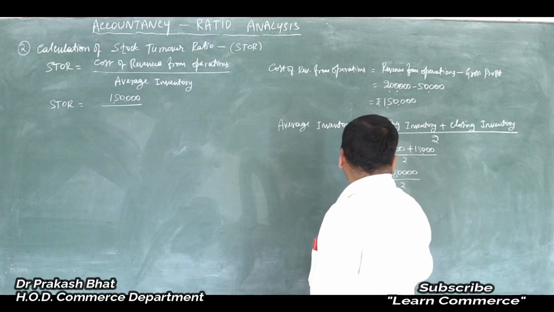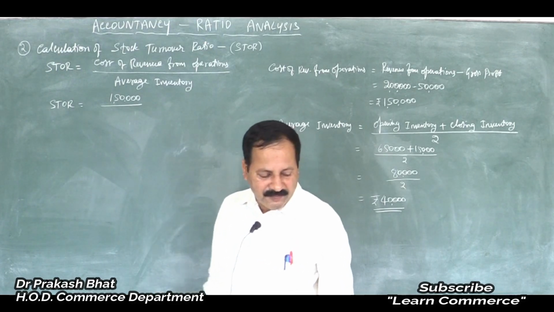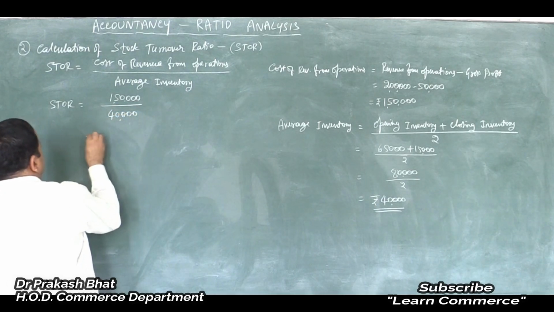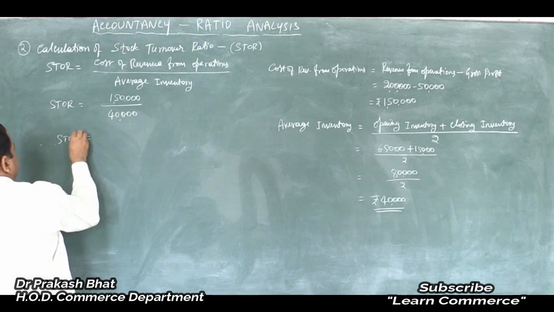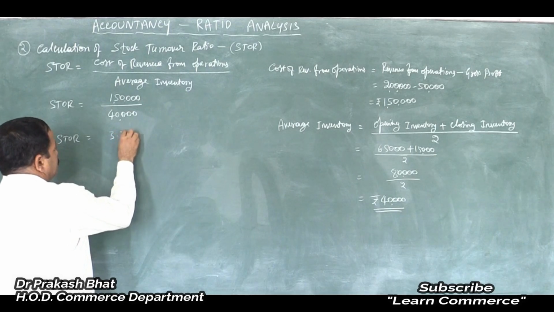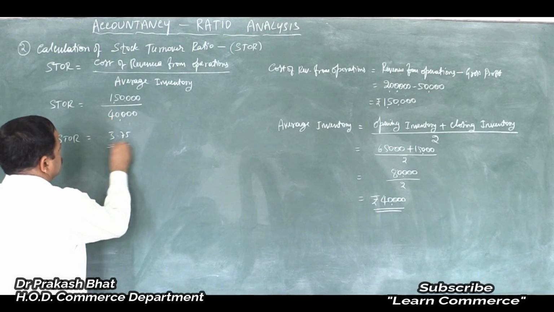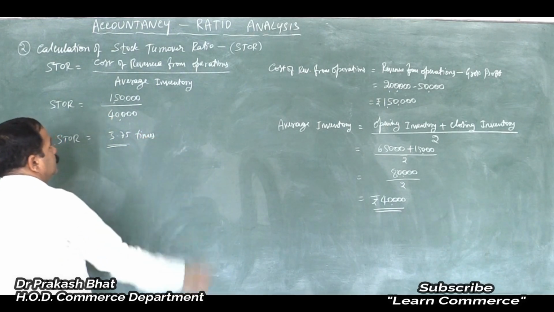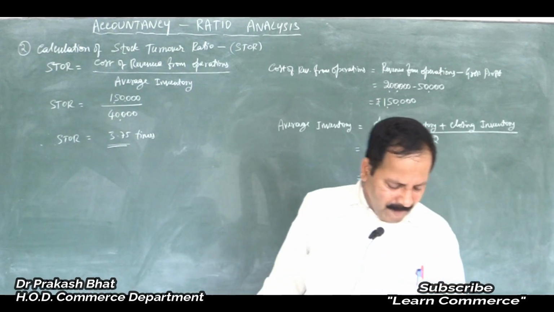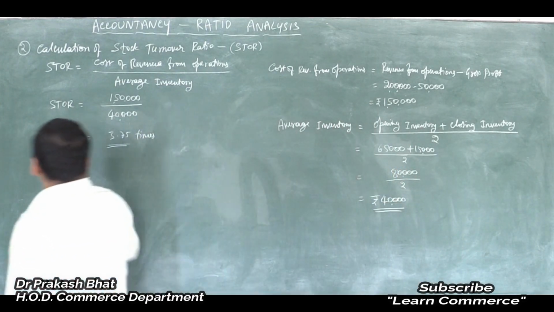This is average inventory. Now substitute figures in your solution. 1,50,000 divided by 40,000, correct? Therefore STOR, stock turnover ratio, is equal to how much? 3.75 times. As it is turnover, it is 3.75 times. Okay? Now, this is the first one.